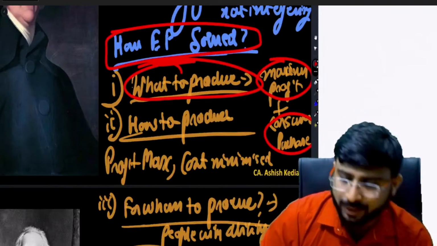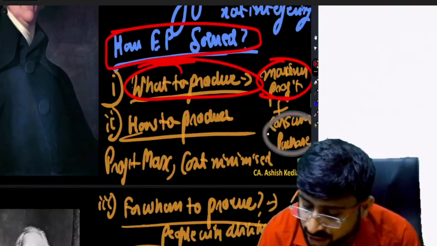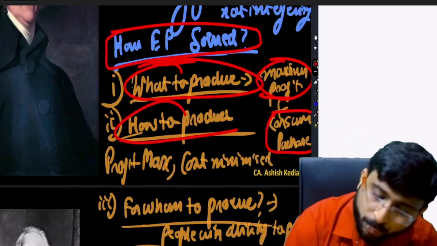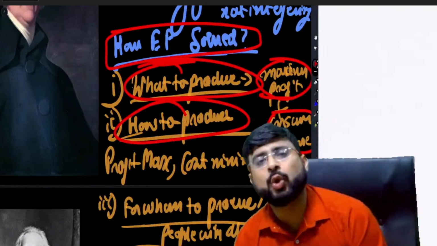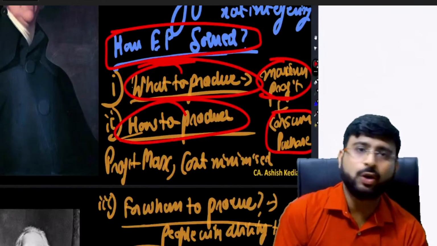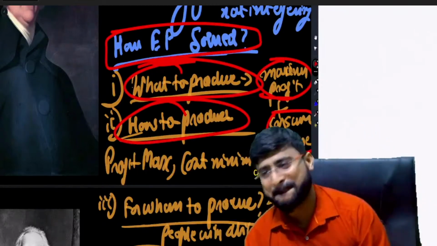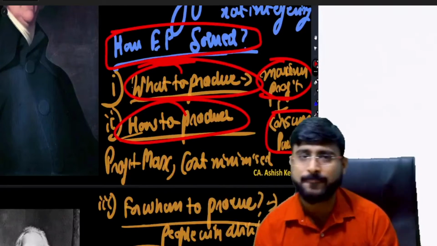So the answer to problem one: what to produce? The answer is where the profit is maximized and where the consumers are ready to purchase. How to produce? Which technique to use? Use that technique which has the lowest cost per unit, because only when I have the lowest cost per unit, my profit will be maximum. Remember, it is a capitalist economy. Don't forget, it is a capitalist economy.